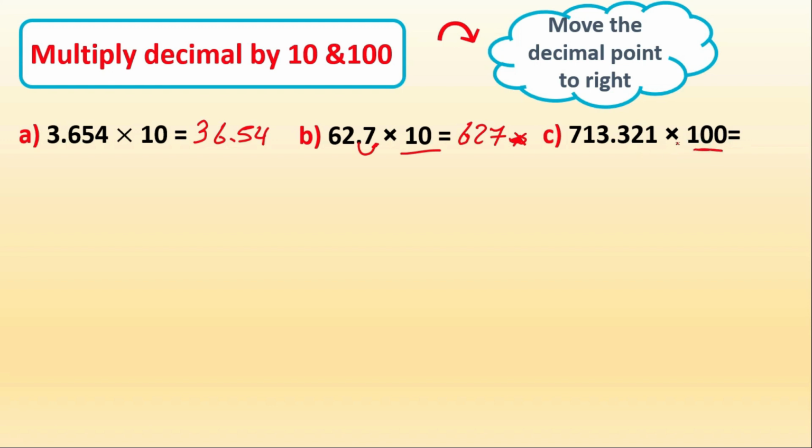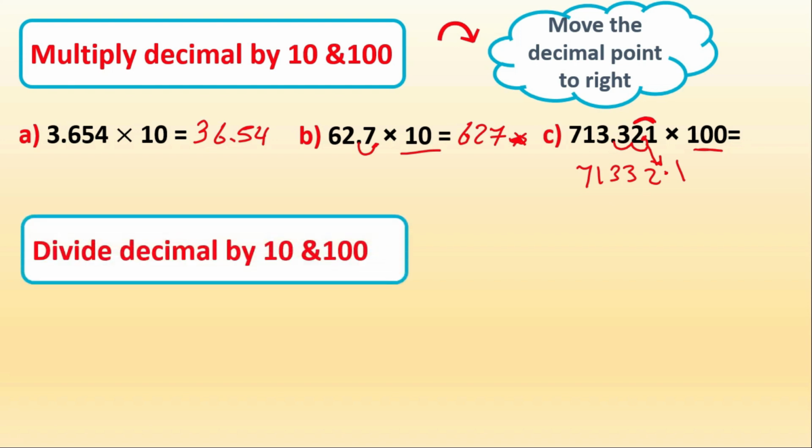Okay, the next one, 713 and 321 thousandths times 100. Times 100 means moving the decimal point 2 steps to the right. 1, 2, it will be between 2 and 1, the decimal point between 2 and 1. Okay, the number will be 7, 1, 3, 3, 2, and then the decimal point, 1, to become 71,332 and 1/10. Okay, that's about multiplying decimals by 10 and 100.